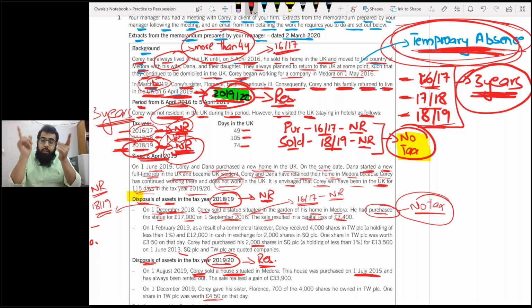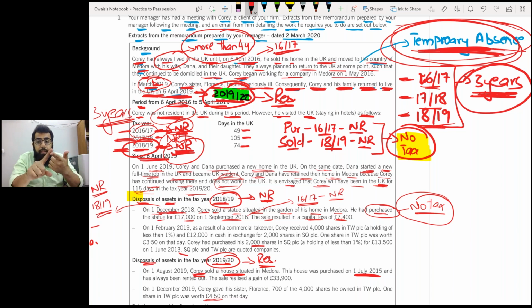Repeat, you purchased something while you were resident, but you sold during non-residency. And if that non-residency is temporary absence, you have to pay tax when you come back to UK.